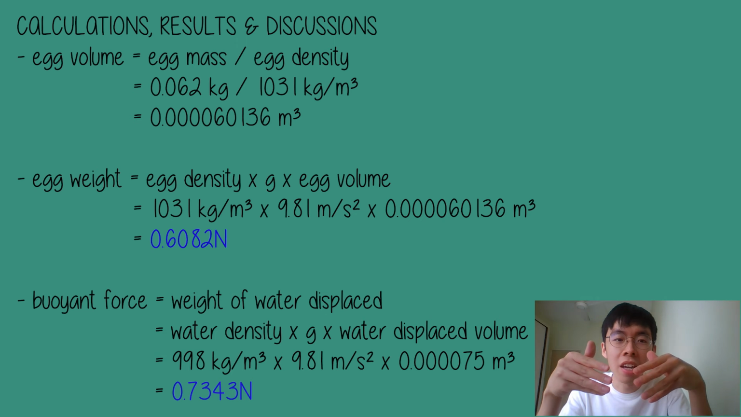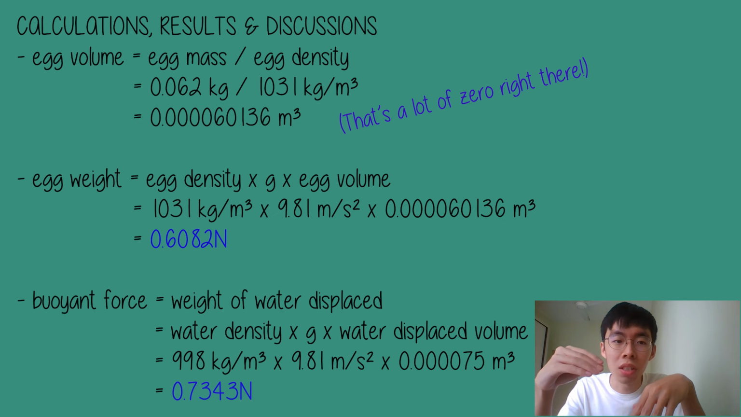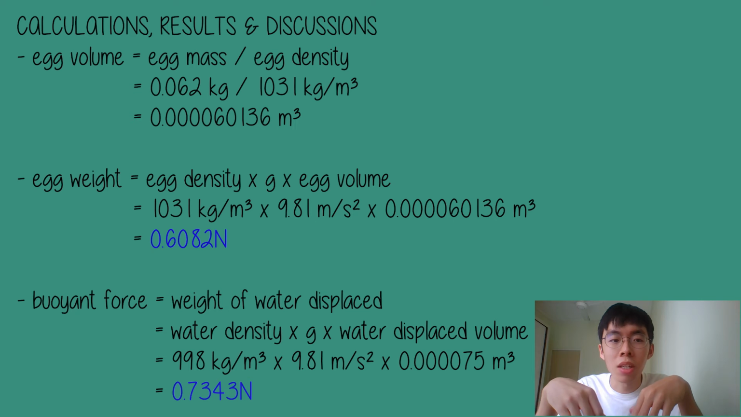With these data in hand, we can now calculate the buoyant force and the weight. But before that, we require the volume of the egg as well, which we can get by dividing the mass of the egg by the density of the egg. This gives us 0.000060136 cubic meters. Now we can calculate the weight of the egg, which we do by multiplying the egg density with g and the volume of the egg. From that, we obtain the value 0.6082 Newton as the weight of the egg.